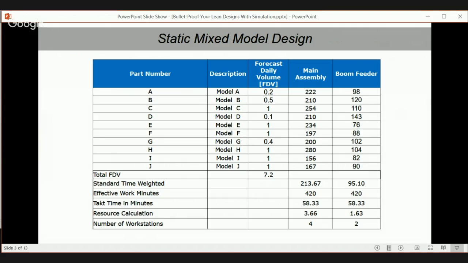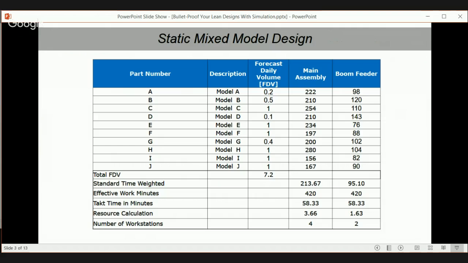And then in the last two columns here, we have main assembly and boom feeder. You have two processes, and those are times in seconds or minutes, depending on your unit of measure. You need to be consistent. Minutes, I think, in this case. And then you have standard time weighted. You notice there are many different times, so what time do we use? Well, we calculate a weighted average, and 213 is the weighted average for this range of times you see here.